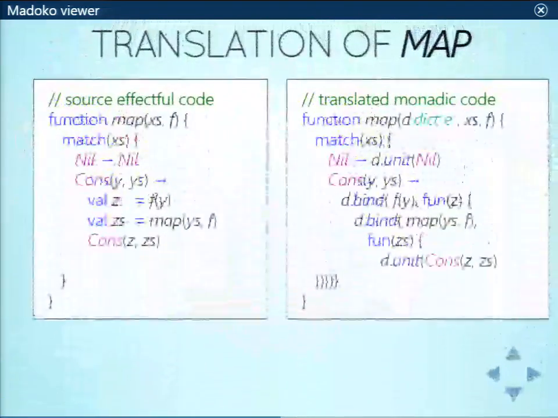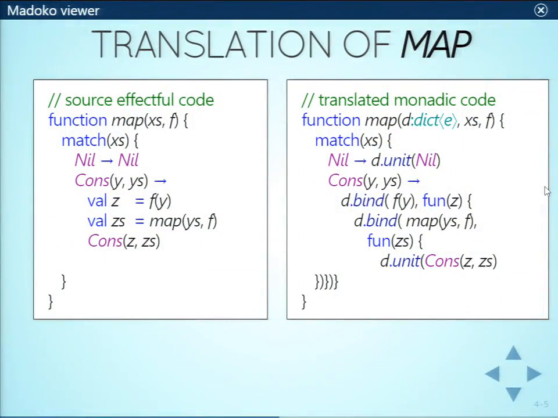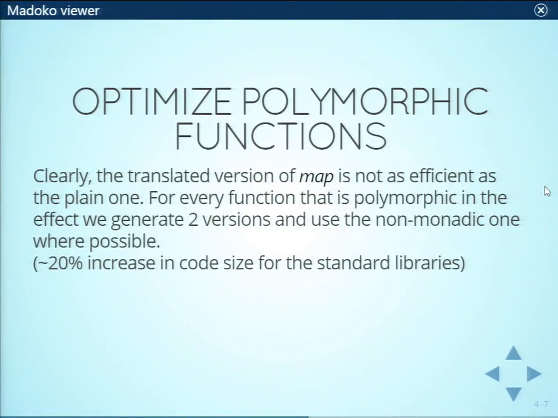Clearly, the translated map function is not as efficient as the plain one, because our backend is usually something like JavaScript or C#. So for all these polymorphic functions, we generate two versions: one translated with monadic support that takes a dictionary argument, and one used if there are no user-defined effects going on. That was a little tricky. I was always worried that it would explode, but it's not too bad. For the standard library, which has many of these polymorphic functions, it's about a 20% increase. So I think that's worth it.